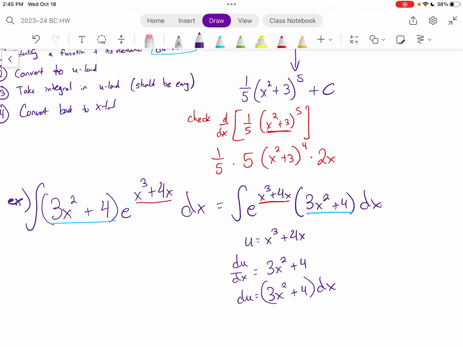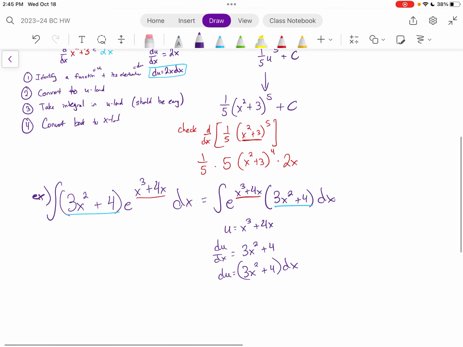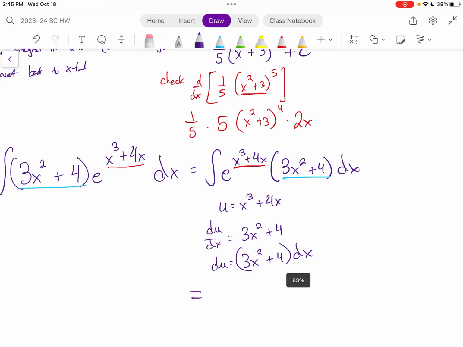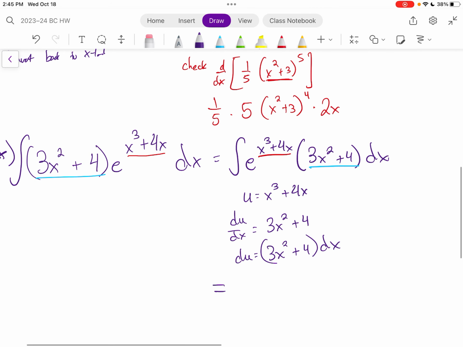Okay, now I can go to u land. So this original function is really what? This original function, e to the x cubed plus 4x. Well, that just sounds like e to the u. And then this whole blue expression over here, 3x squared plus 4 dx, that's just du. Right? That's just du. Okay?